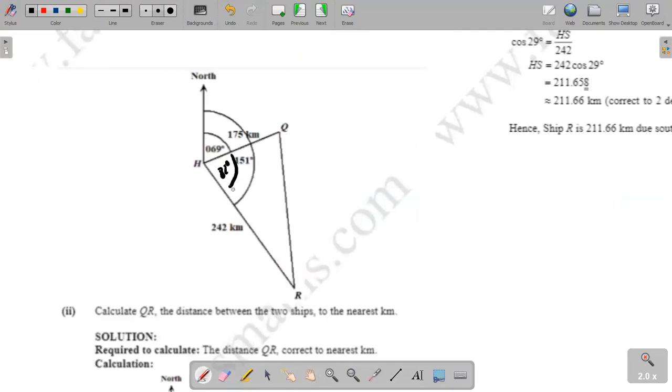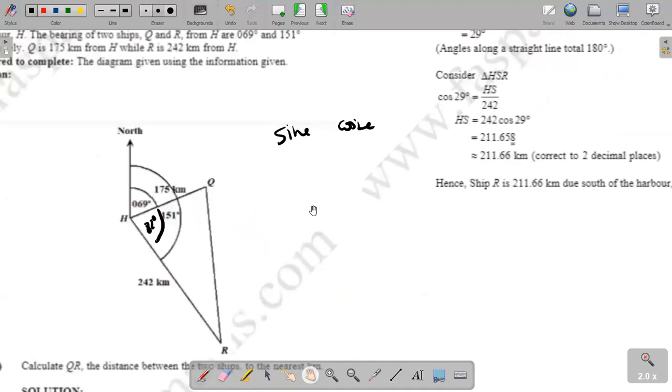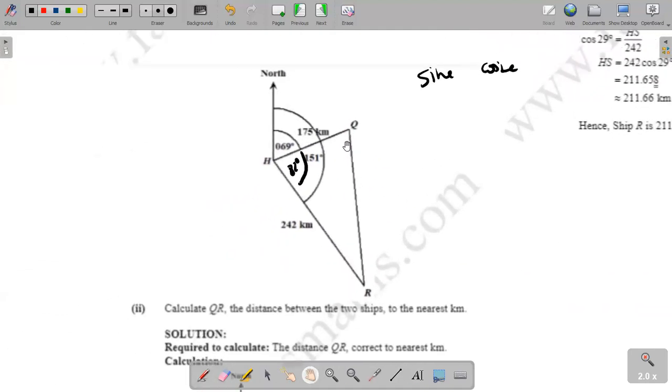So I have a question for you guys now. Is this sine or cosine? We want to find this one. Is it sine or cosine? Let me erase all of this so y'all aren't confused. What should the angle be? This is 82 in here. Is it sine or cosine?